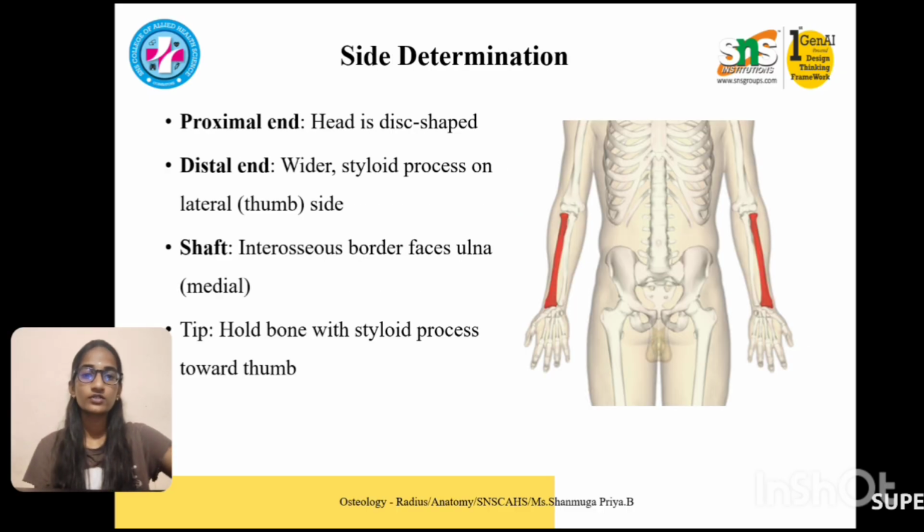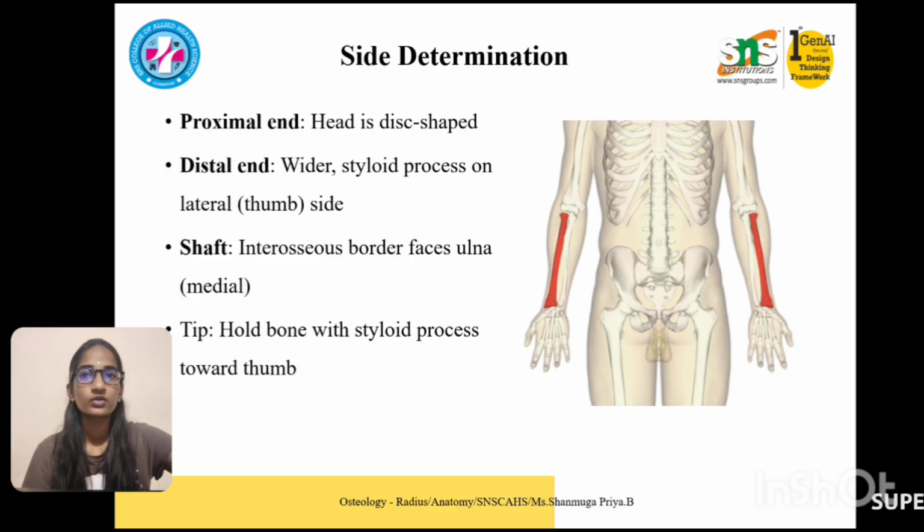Then we are going to see about the side determination. How do you tell the left from the right radius? The proximal end is a disc-shaped head. The distal end is wider, with the styloid process on the lateral side, that is the thumb side. The shaft has an interosseous border, which faces medially toward the ulna. So here is the pro tip.